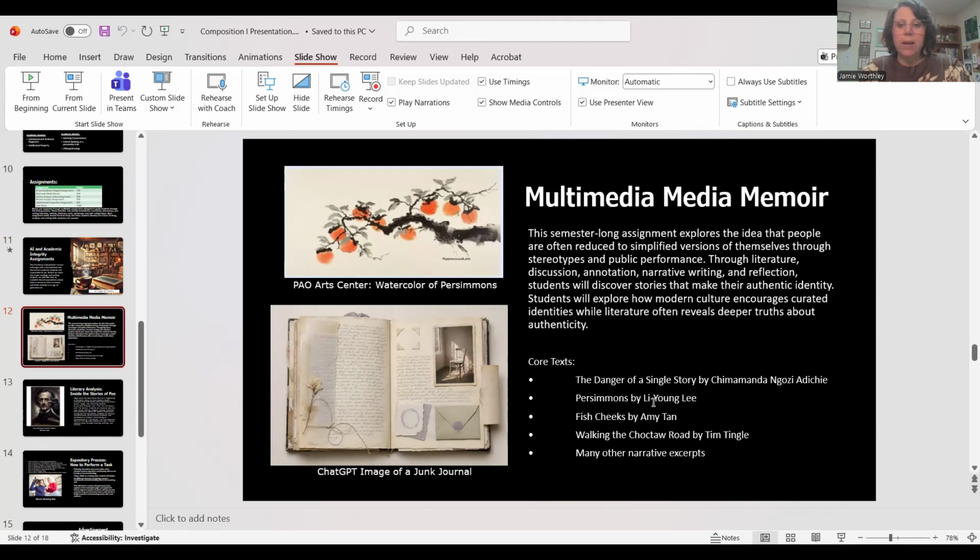So we're going to read things like Persimmons by Li-Young Lee, Fish Cheeks by Amy Tan, some excerpts from Walking the Choctaw Road by Tim Tingle. So we're going to read a lot and then write our own stories and keep them in a journal. This is a ChatGPT image because I didn't want to mess around with copyright. So I asked ChatGPT to make me an image to kind of grasp what we're looking at here. Right. So be prepared with that. And that is 200 points. So by the end of the semester, this will earn you 200 points if you keep up with that.